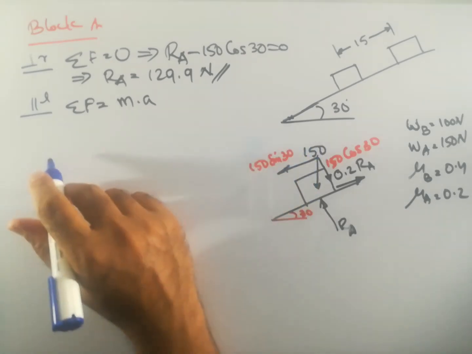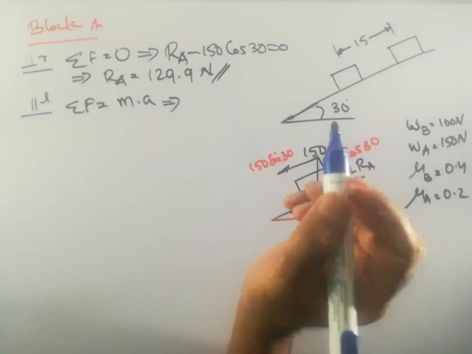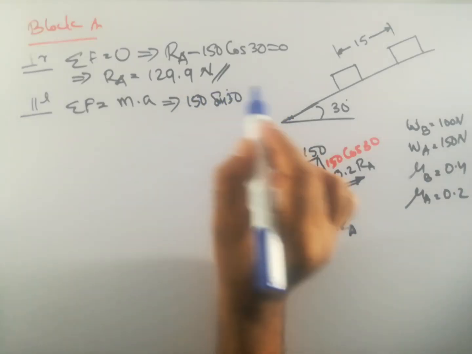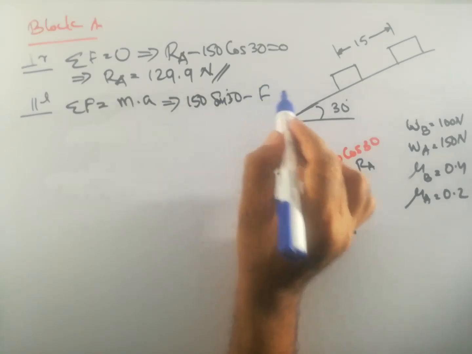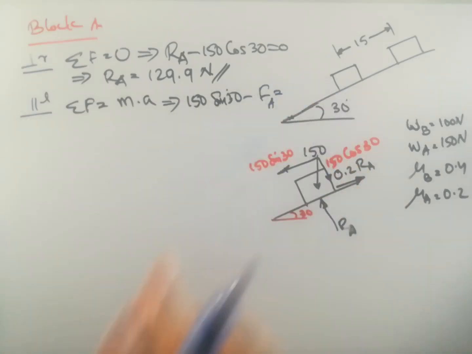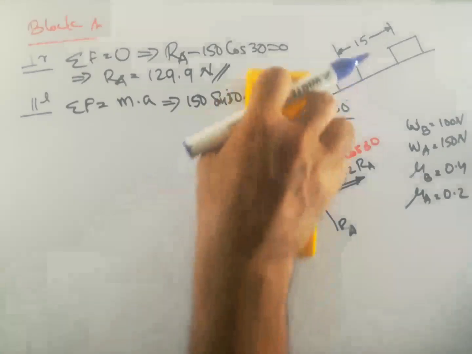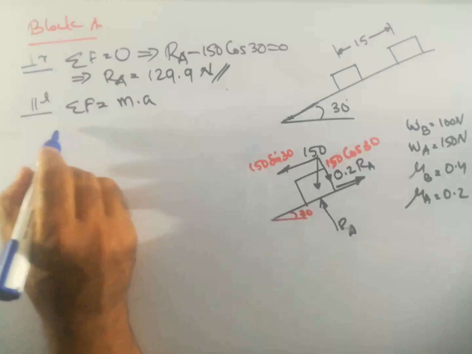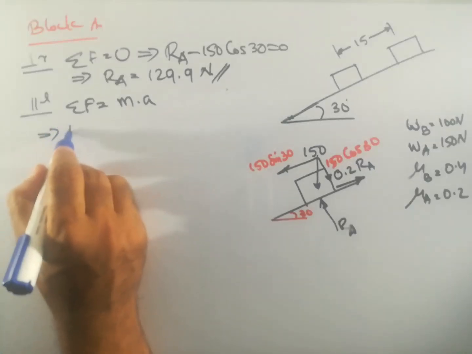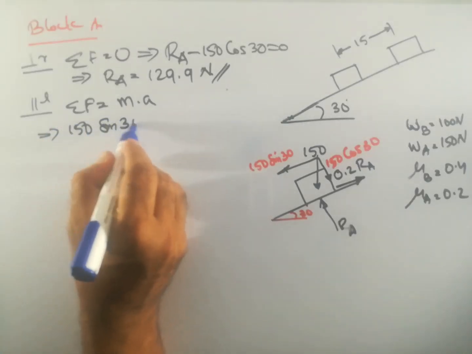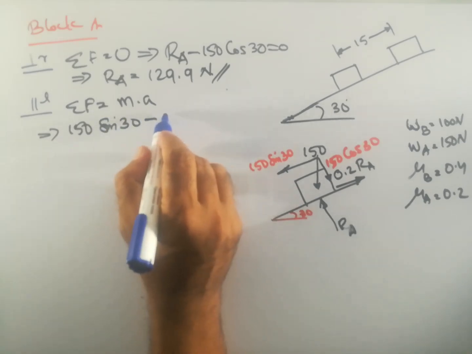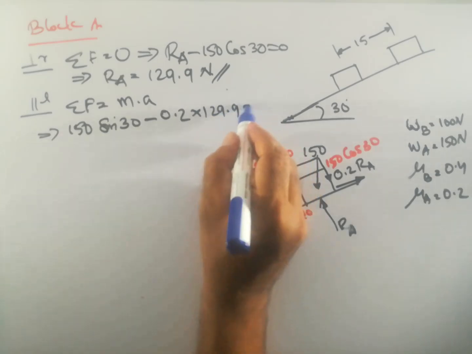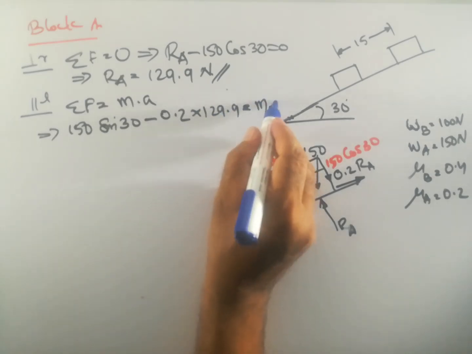So what is sigma F? Sigma F is 150 sine 30 minus FA equal to, I will write it down, that gives 150 sine 30 minus 0.2 into 129.9 equal to ma into a.